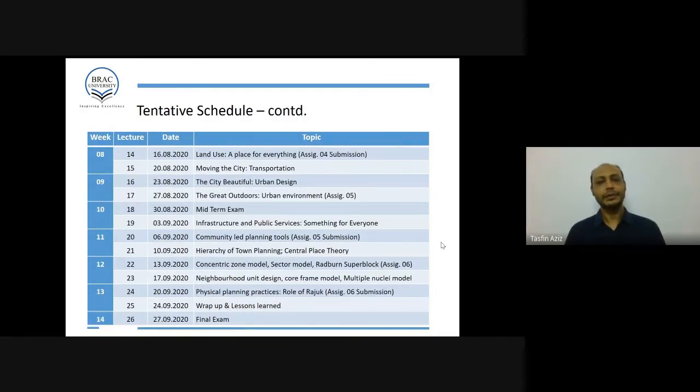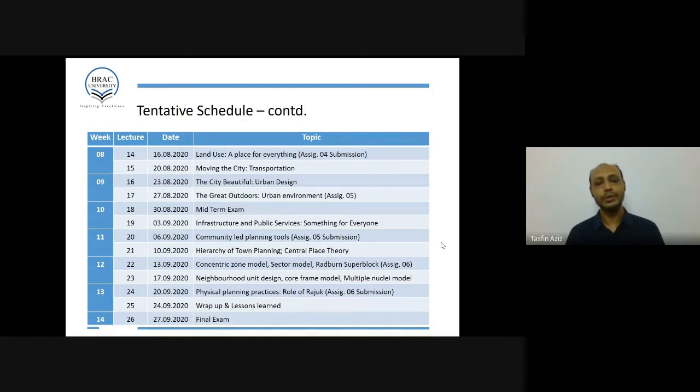So in the 8th week, we'll be talking about different approaches of urban planning, and these approaches will start from the land use, and we call them a place for everything. So whenever a city has a land use plan, that means we can assume where is the place for what kind of activities and what kind of functions. We can easily understand that. So how this land use plan is formulated and what are the considerations, we'll be knowing through this lecture.